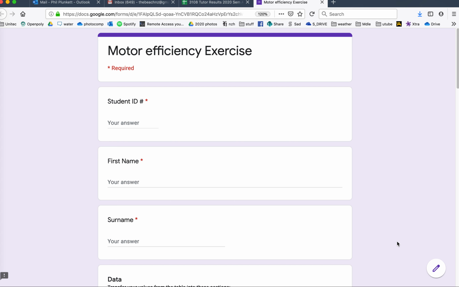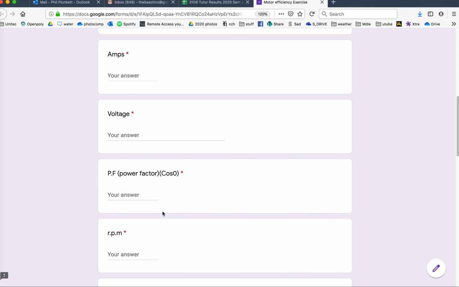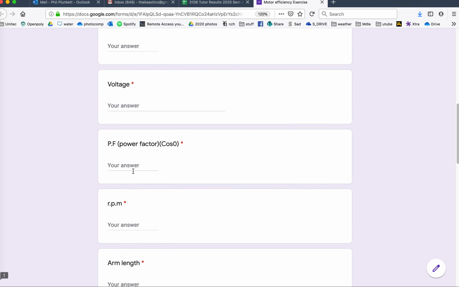Hey everyone, we're going to look at this motor efficiency exercise. It's on a Google form. So the first few fields there are fairly straightforward. It's just your name and ID. What we've got to do is put some data in here. So the data, 1, 2, 3, 4, 5, 6 data, okay?